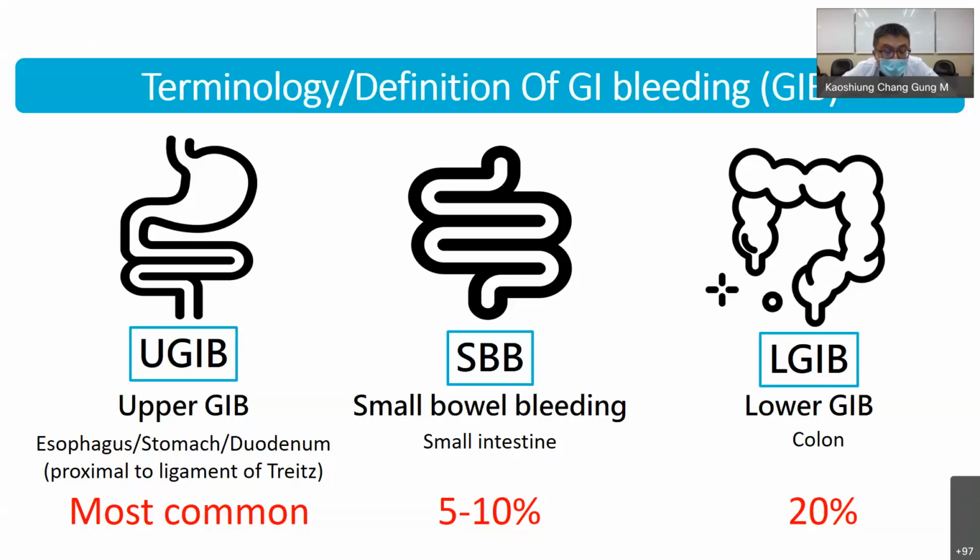The first type is upper gastrointestinal bleeding, called UGI bleeding. That means the bleeder is from the esophagus, stomach, and proximal duodenum. This is the most common type of GI bleeding. The second type is lower GI bleeding. That means the bleeder is from the colon. The third part is small bowel bleeding, SBB. That means the bleeder is from the small intestine.